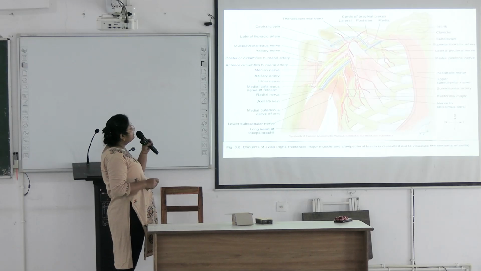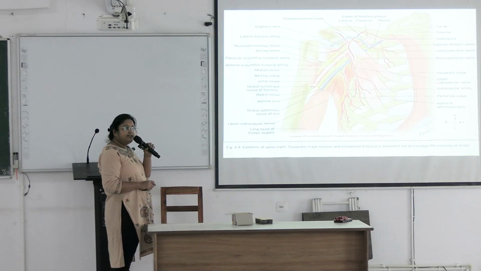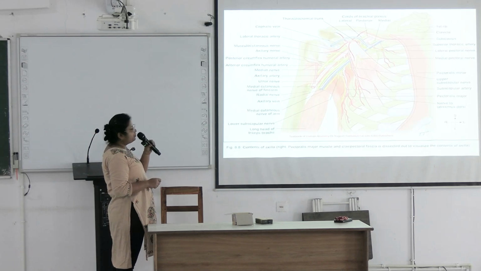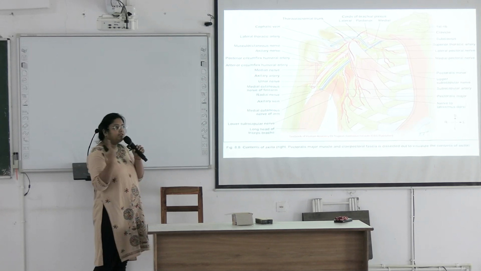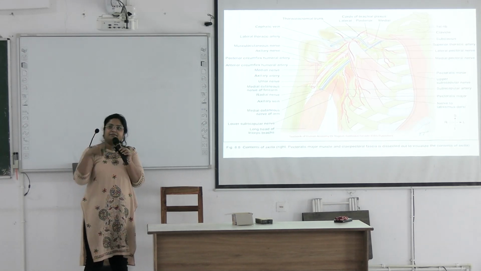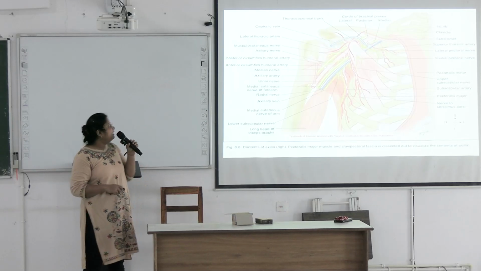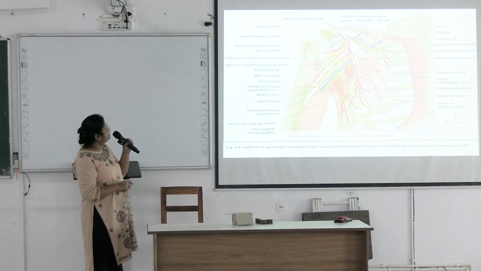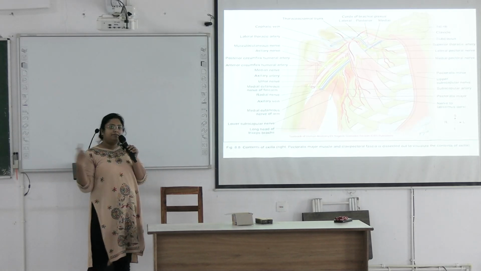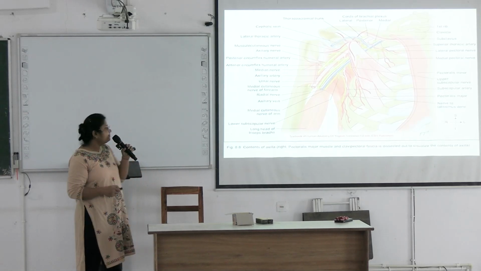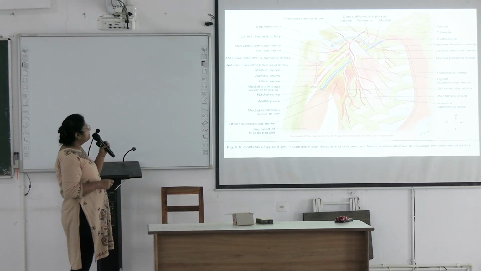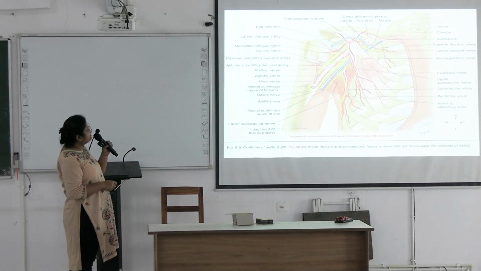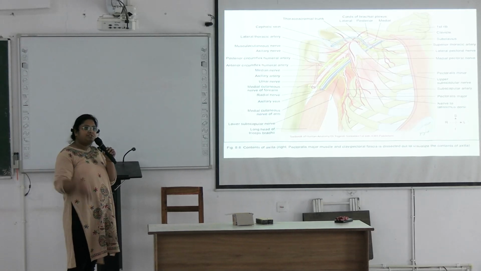And another nerve which was piercing the pectoralis minor, that is medial pectoral nerve. It is piercing through the pectoralis minor, then it is supplying the pectoralis major. And lateral pectoral nerve was piercing the clavipectoral fascia. Okay, and axillary nerve and radial nerve will lie most posteriorly, posterior to the artery.